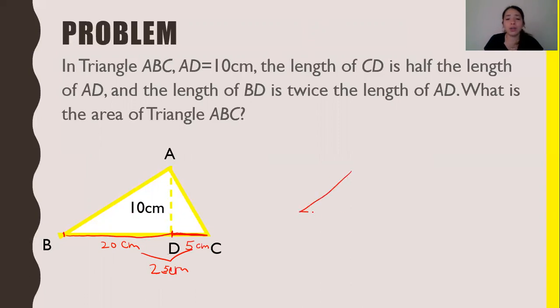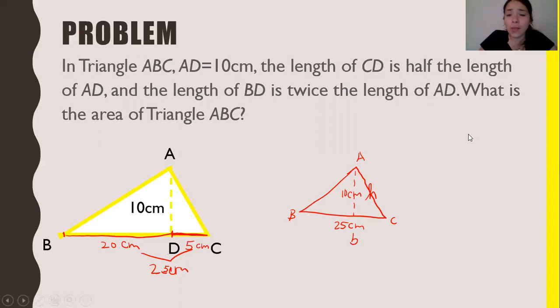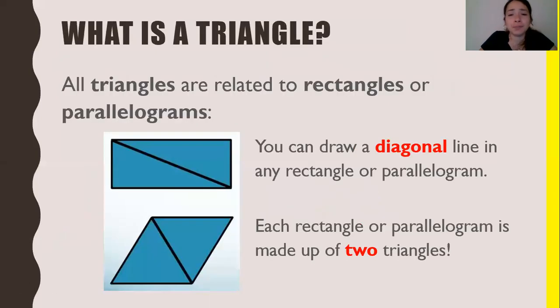We know that for this triangle right here, triangle A, B, C, this distance is 25 centimeters, and this is 10 centimeters. So this is going to be called our height. We know how tall it is. And this is our base. But we need to know the formula in order to find the area of a triangle. So that's something we're going to learn about today.